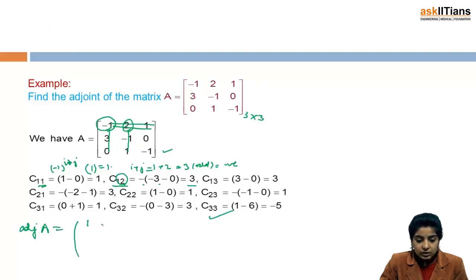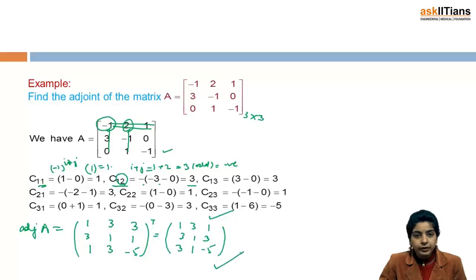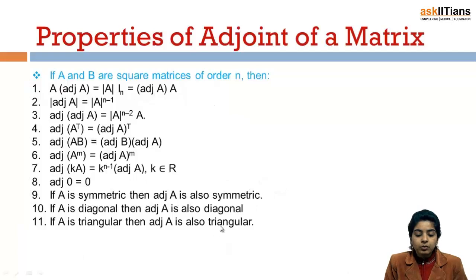C11 is 1, then C12 is 3, this is again 3, then we have 3, 1, 1, and then we have 1, 3 and minus 5. Now we'll have to take the transpose of this particular matrix. In order to take the transpose, again the rows become columns and columns become rows. So I have 1, 3, 1, 3, 1, 3 and 3, 1 minus 5. This is the required adjoint of A. I suppose the thing must be clear by now.